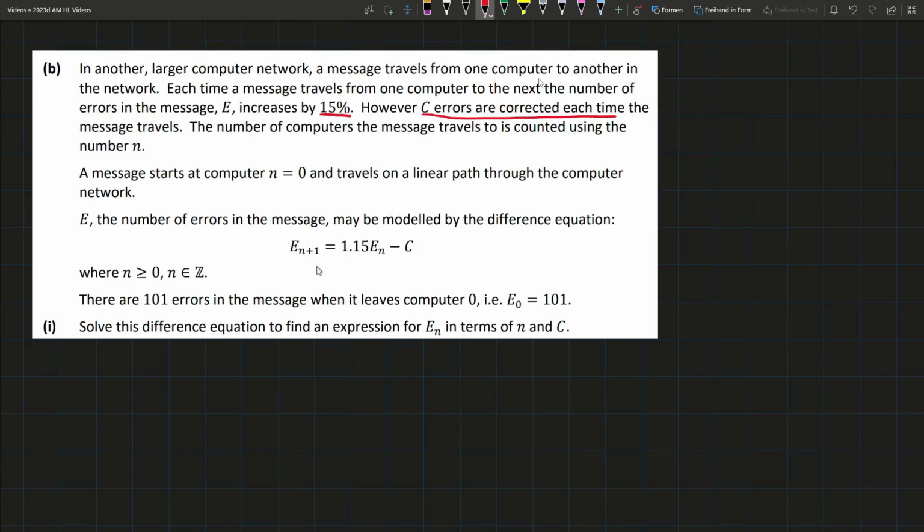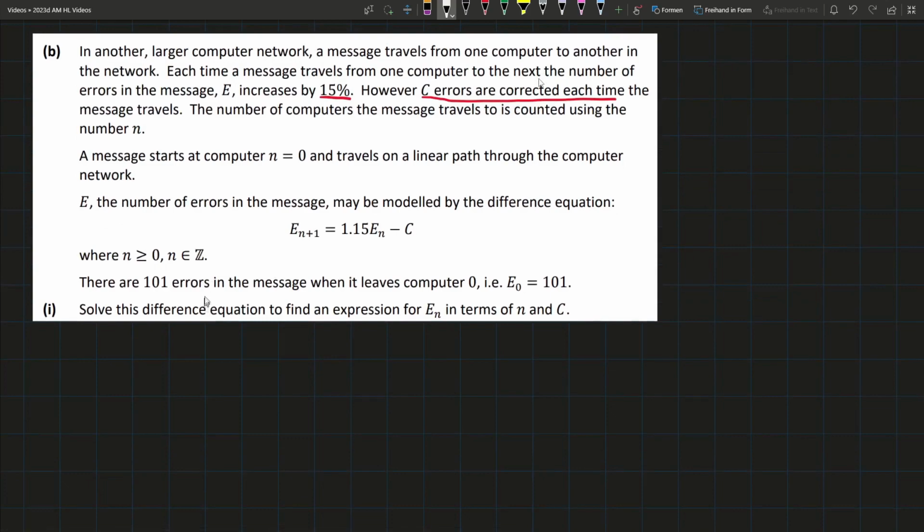We're basically using this difference equation, that the number of errors in the n plus 1th term is 1.15 times the number of errors, because it increases by 15%, taking away the number of errors that are corrected. And then we're modeling this with this difference equation, and we know that there are 101 errors when it leaves the computer, so E0 is 101. We're told to just solve this difference equation, not differential equation.